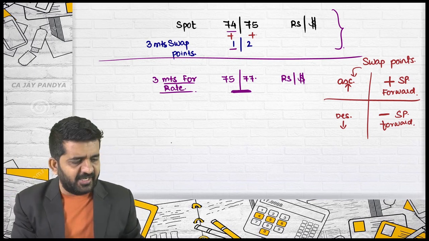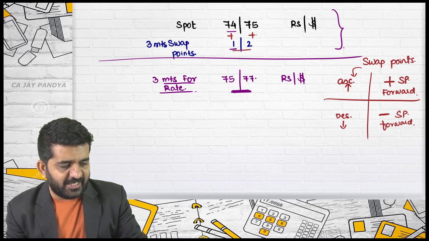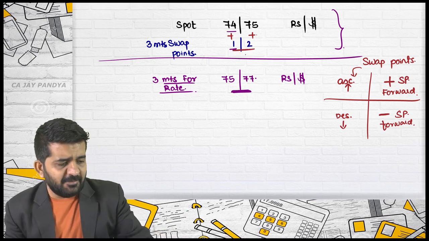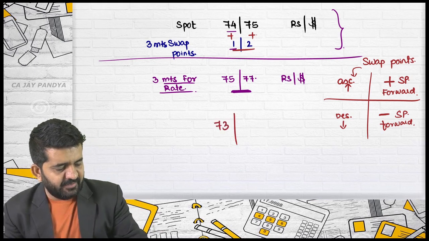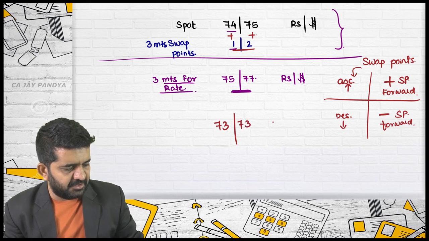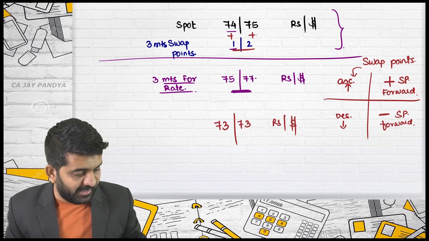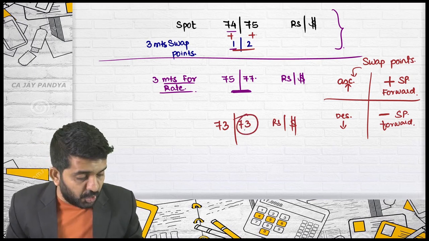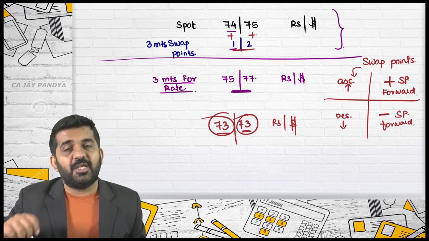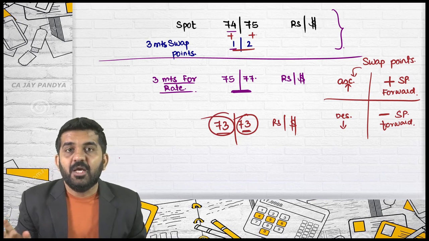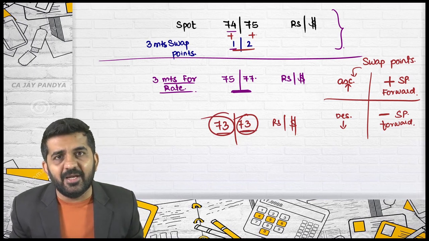Let me do something incorrect in this question. Suppose instead of adding it, they are in ascending order, I should add it. But let me subtract it. 74 minus 1 will become 73. 75 minus 2 will become 73 rupees per dollar. And this is an impossible rate. This figure should be higher than this figure. In this case, they both are equal. They both cannot be equal. The right hand side figure, that is the ask figure, should always be higher than the bid rate.